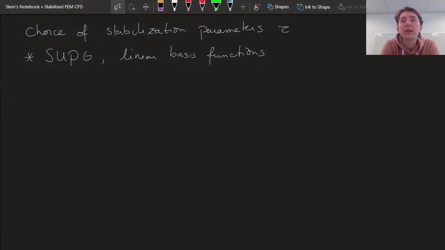So that then finally leads us to the topic of estimating our stabilization parameters. And as we have different stabilization methods involved in our Gaussian equation right now, we'll also have to estimate different stabilization parameters. And I'll try to build this up slowly.